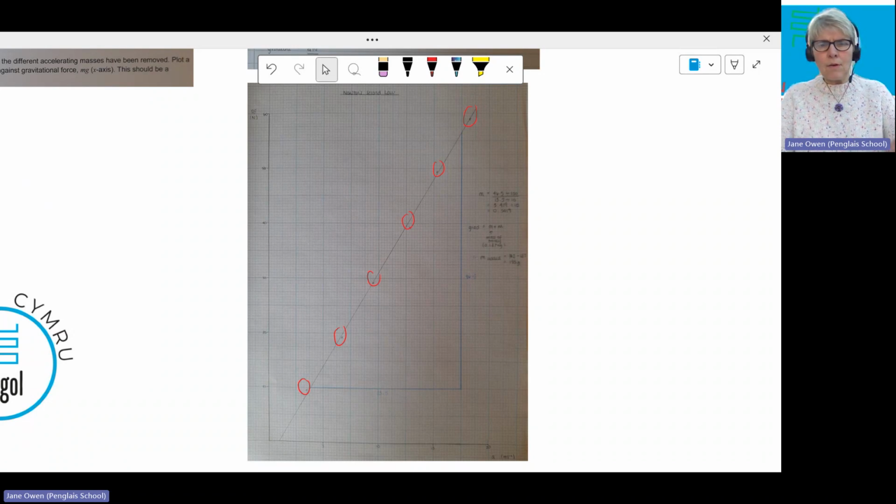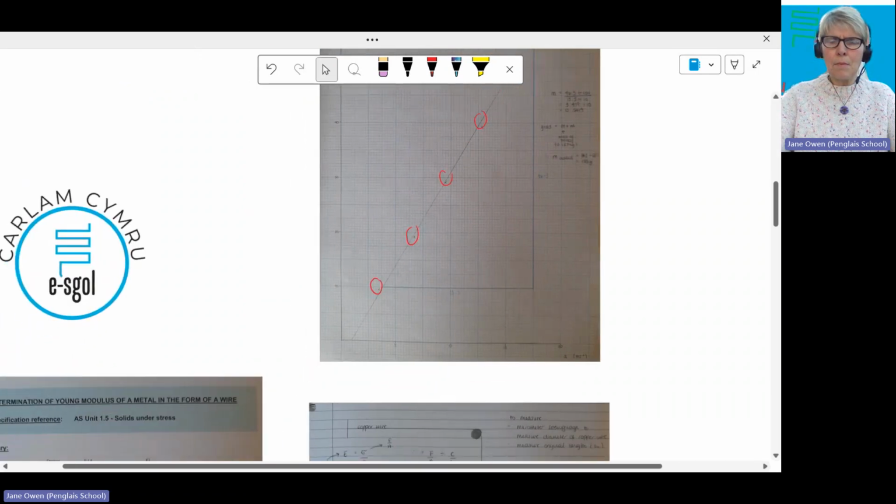It's a case of, just because you don't have an experimental kind of exam at the end of AS, you are still expected to be able to get your marks by doing good graph skills, doing big gradients, drawing big triangles to work out your gradient, and plotting of points. All of that can still be assessed in the theory papers. And I think some people forget this.